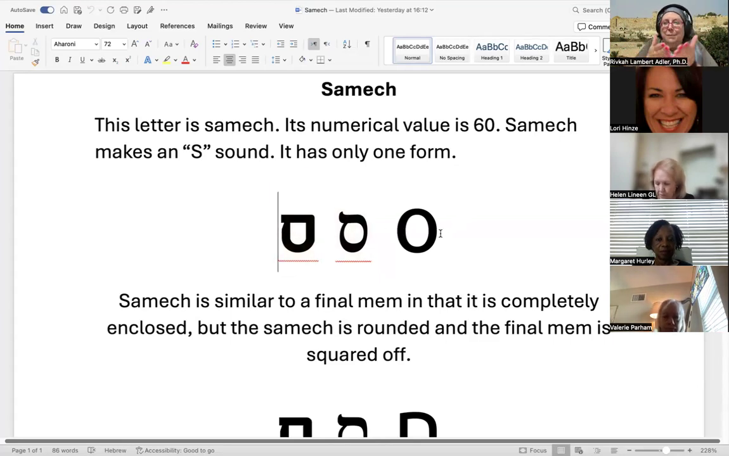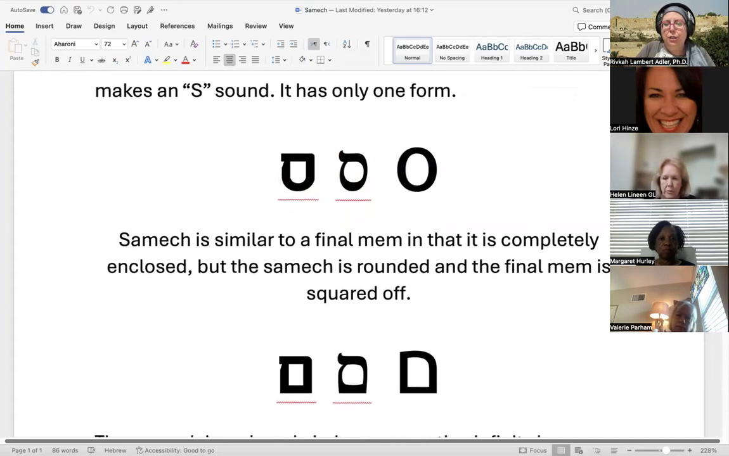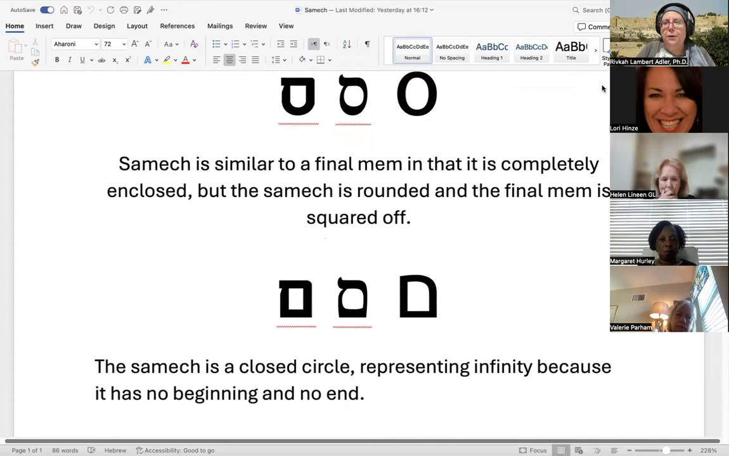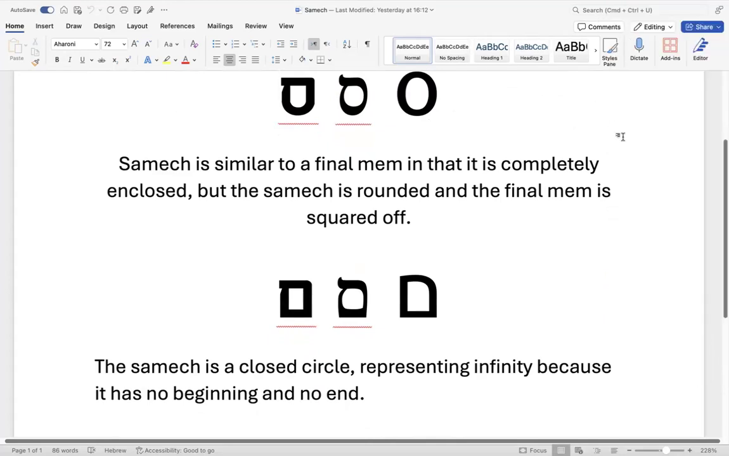Okay. So Samech is basically a circle. And that's actually how you write it when you're writing Hebrew. But I wanted to show you that it is similar to a letter that we have already learned, which is a final mem. So these are Samech, and this is the final mem. That is the form of the letter mem when it is at the end of a word.